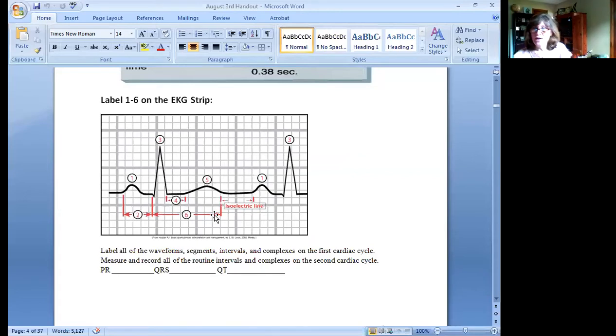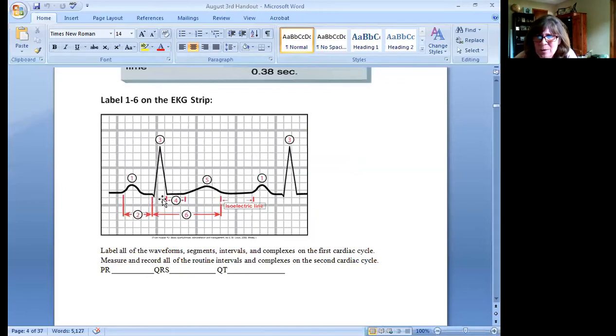Let's go ahead and measure these intervals right now. How many boxes from the beginning of my P wave to the beginning of my QRS for our PR interval? 1 box, 0.04, 0.08, 0.12. It's about 0.14. It's about 3.5 boxes across. What's the width of my QRS from the beginning of the QRS, from where the Q first went down to where this R comes back to baseline?